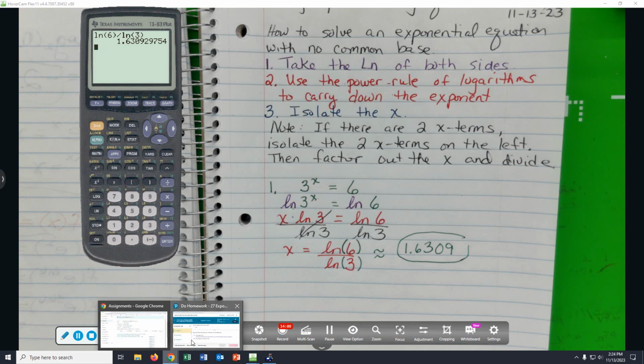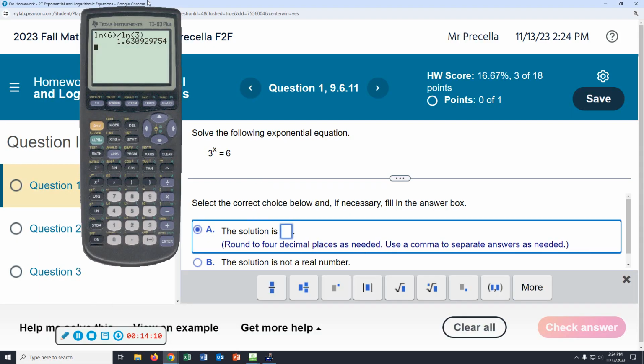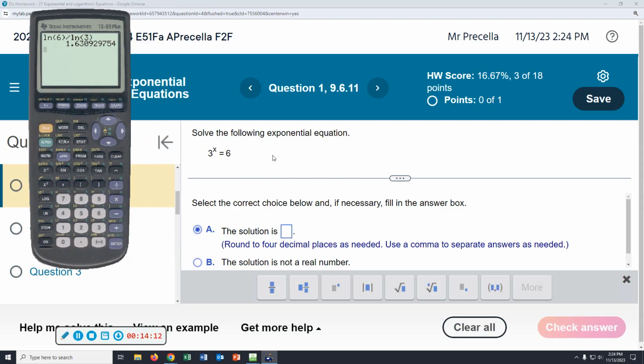Punch that in. Right here. Move this a little out of the way.